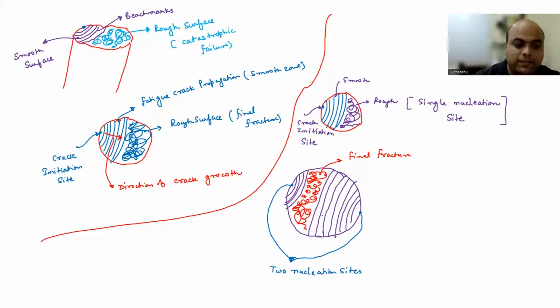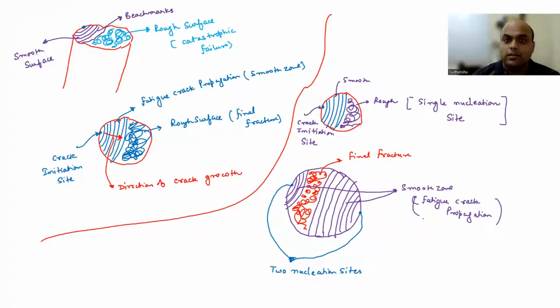And the purple ones, those are the fatigue crack propagation region, right? Or the smooth zone, which is fatigue crack propagation. Okay. So if you look at the fracture surface, you should be able to distinguish it.